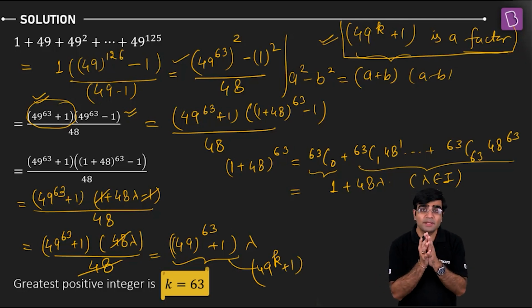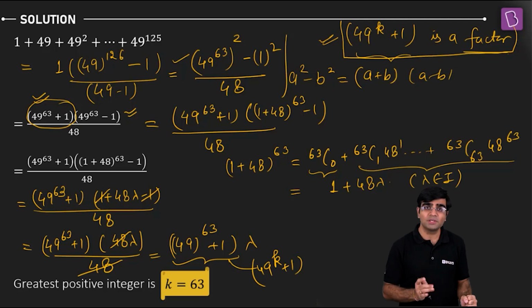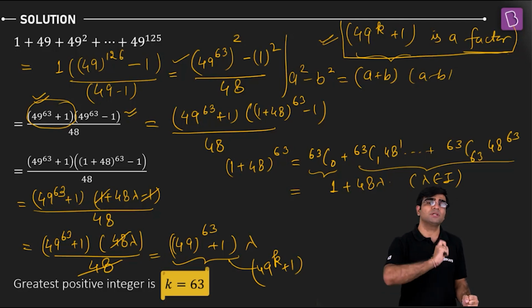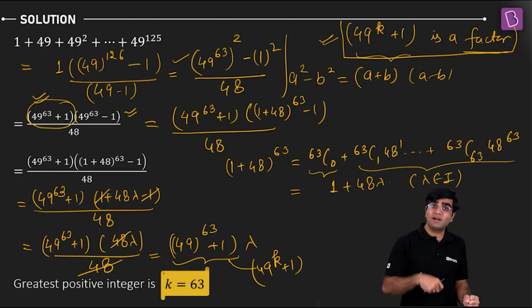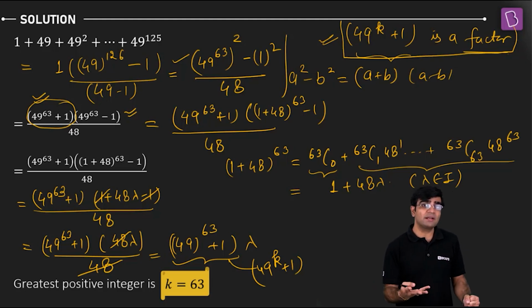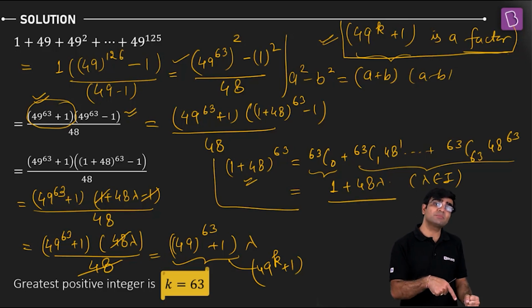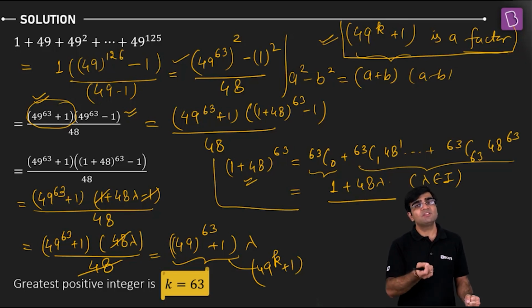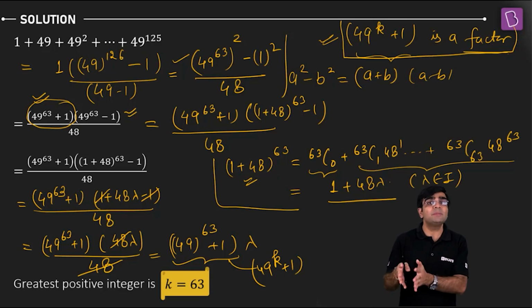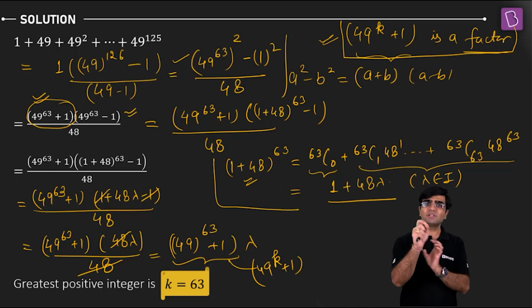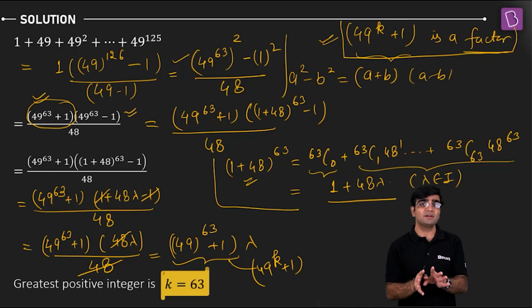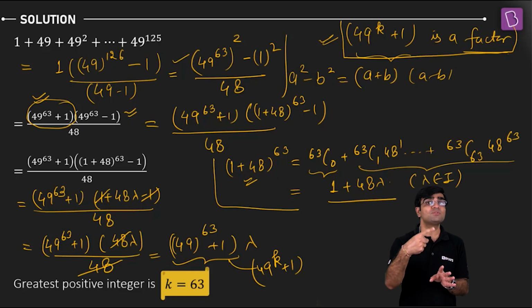Understood the logic of how we are breaking it? This is very, very logical. You have to connect every step very logically. If I have 48 in the denominator, I need to dissolve that. 49 and 48 are related by 49 being 48 plus 1. When I open it up, I can write this (1 + 48)^63 as 1 + 48 lambda. The moment I plug the value into the original expression, 1 got cancelled, hence eventually 48 also got cancelled from the denominator. So I have 49^63 + 1 into some integer lambda. So I can surely say that 49^63 + 1 is a factor. And if it is a factor, I have been given the factor as 49^k + 1.